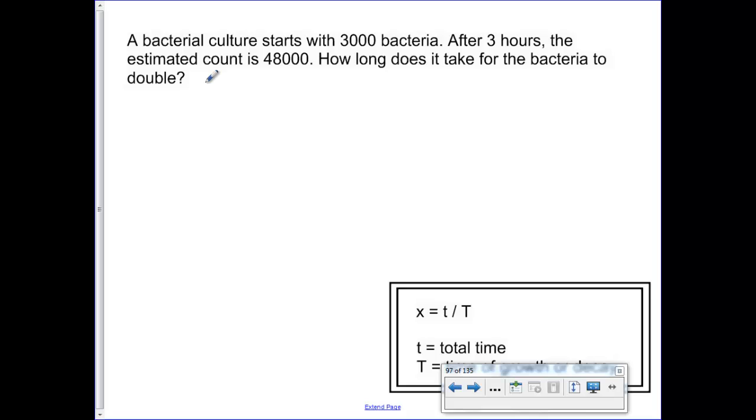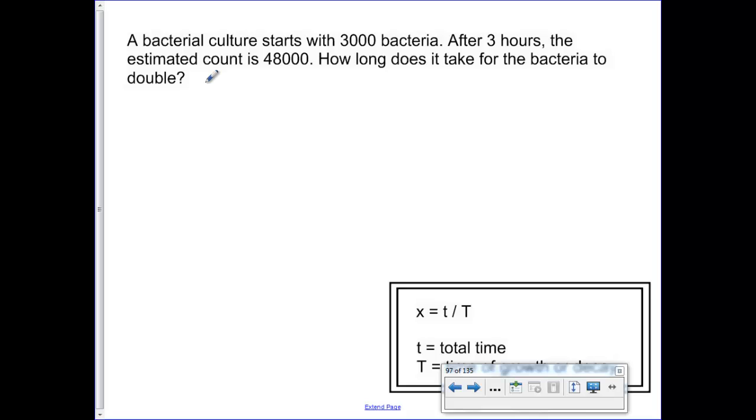Bacteria starts with 3,000 bacteria, okay? And after 3 hours, it's now 48,000. The question is, how long did it take to double? Has it doubled? Yeah, because if it doubled, it would be at 6,000. Has it doubled again? Well, yeah, because then 6,000 doubled would now be 12,000. Has it doubled again? Yes. So this thing has doubled quite a few times. Does that make sense? How would you do that?